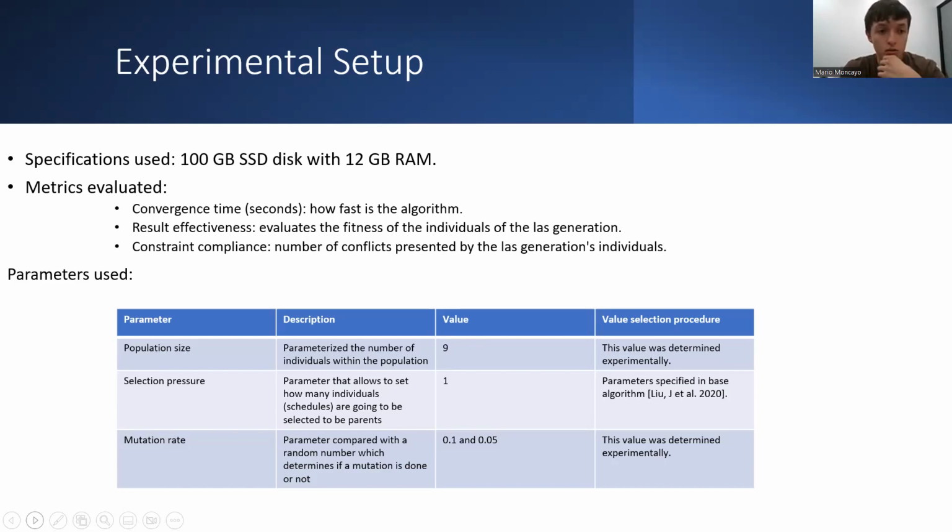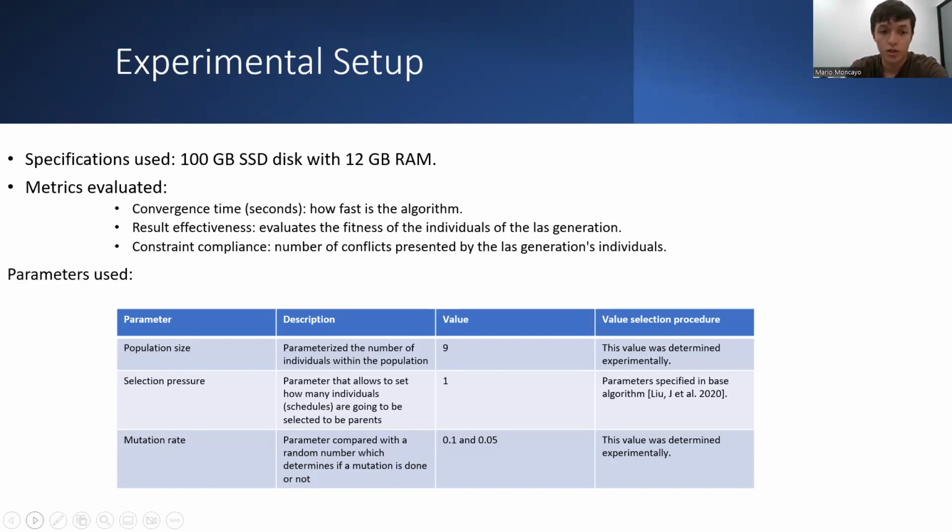Here we can see also the parameters we used. The population size is the parameterized number of individuals within the population. We chose an initial value of 9, and this value was selected experimentally. We determined that this was the optimal value for the population size.